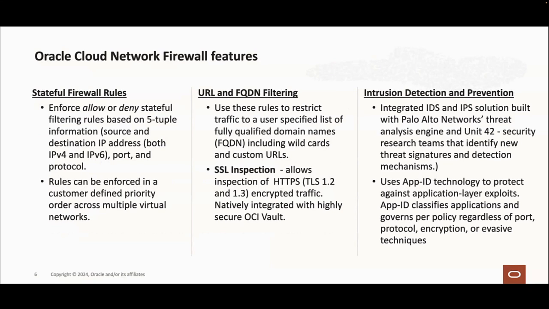The OCI Network Firewall is a cloud-native solution, and it's a managed solution, managed from a single API endpoint, providing enhanced network protection for your workloads.